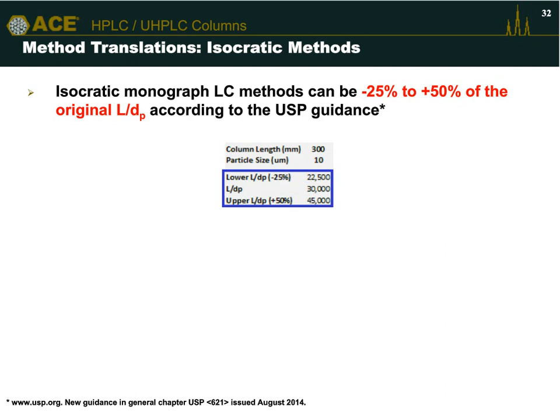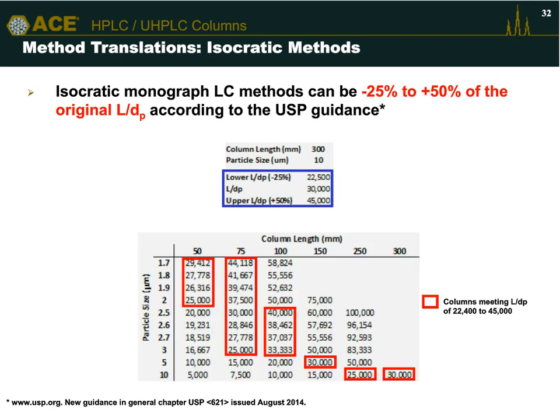So if we look at our column grid again, we can now see a lot more options available to us to convert our separation. We would still be complying with the guidance if we chose columns within those red boxes. Whereas previously we had 3 red boxes, now we have much larger options. And we can use that and we can go much faster with our chromatography.